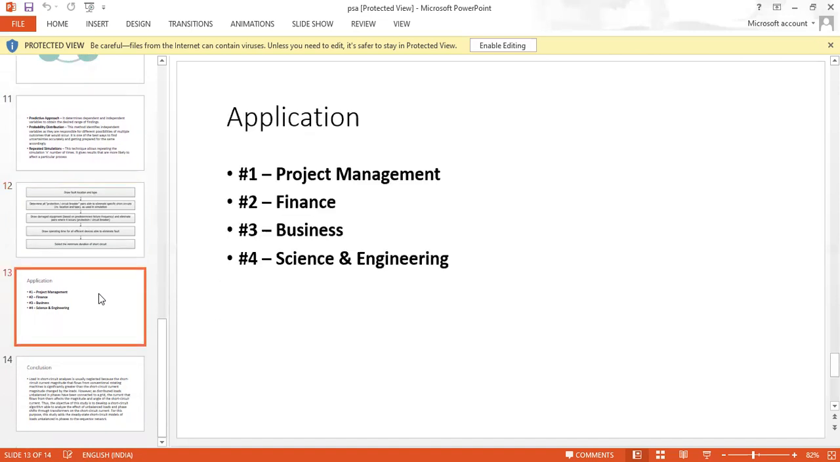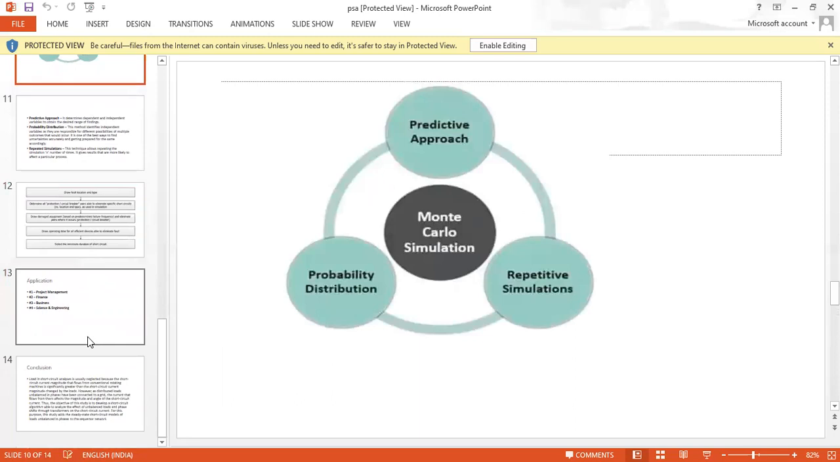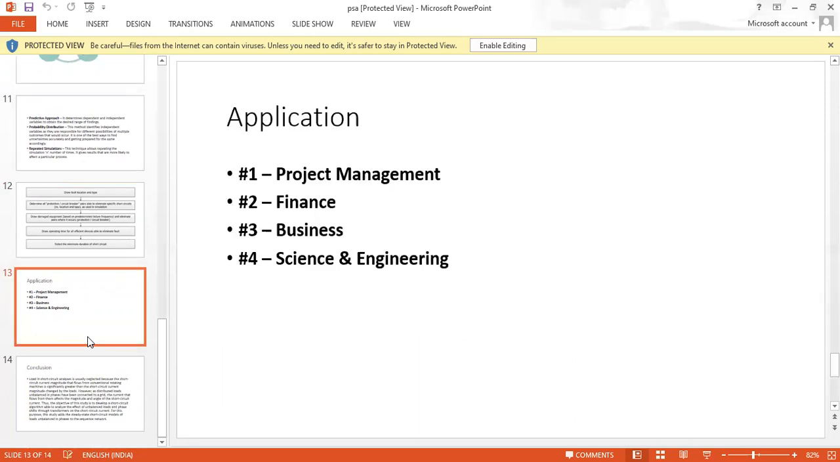And at last, the applications. Applications of this Monte Carlo simulation are in project management, finance, business, science, and engineering.